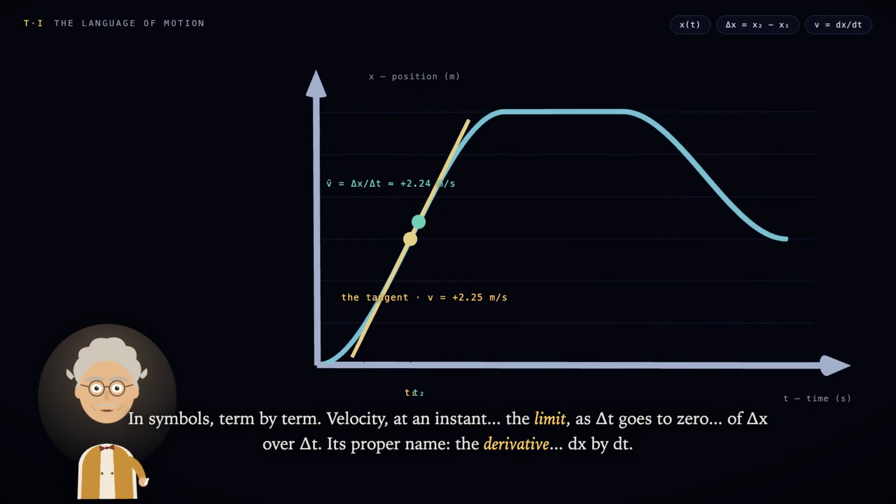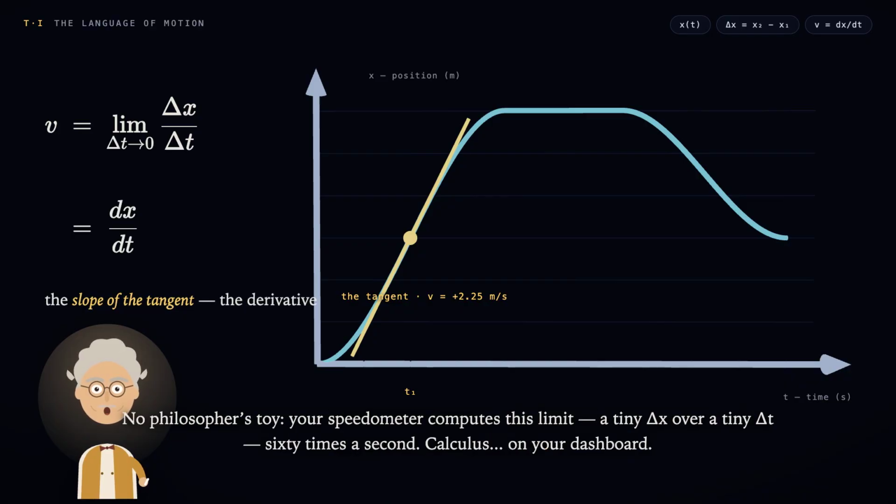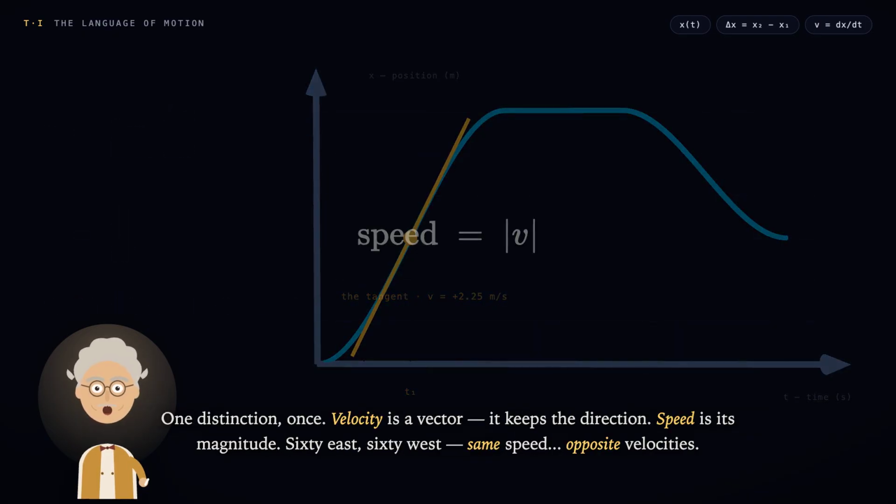In symbols, term by term. Velocity at an instant: the limit as delta t goes to 0 of delta x over delta t. Its proper name: the derivative, dx by dt. No philosopher's toy. Your speedometer computes this limit, a tiny delta x over a tiny delta t, 60 times a second. Calculus, on your dashboard.